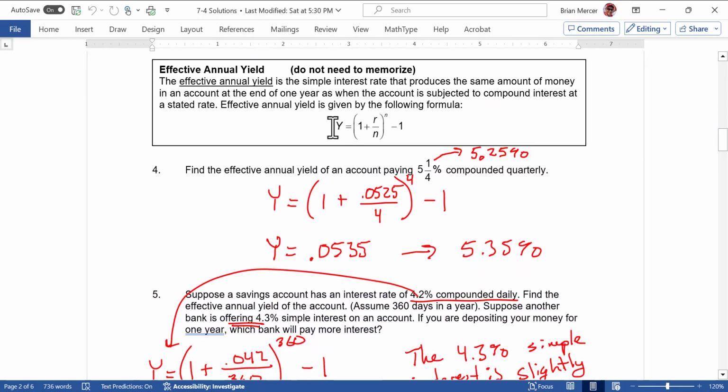So you've got an account that pays 5 1/4 compounded quarterly. So quarterly means n is 4. 5 1/4, that's 5.25%. So the effective annual yield is 5.35% because it's compounded quarterly.